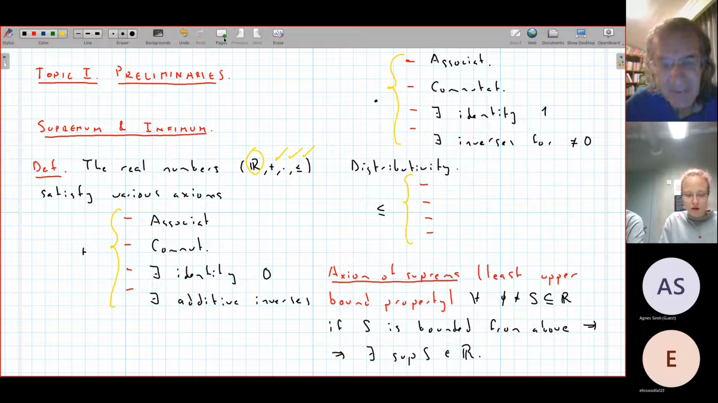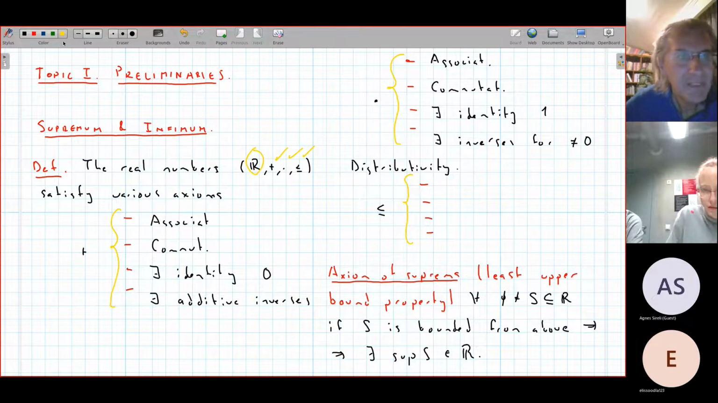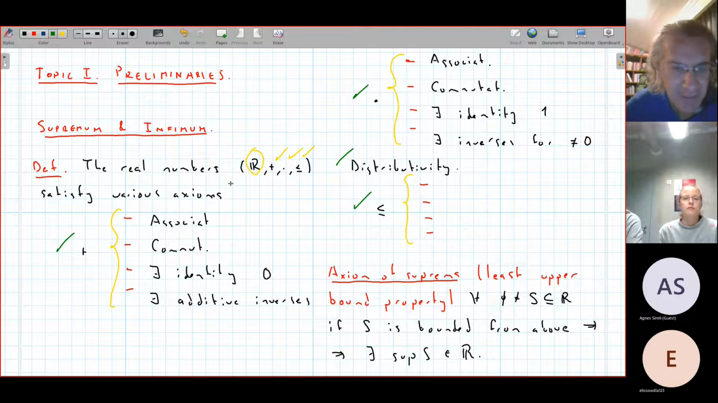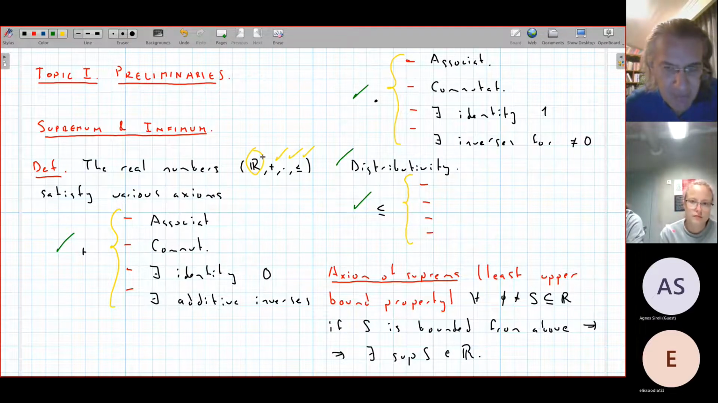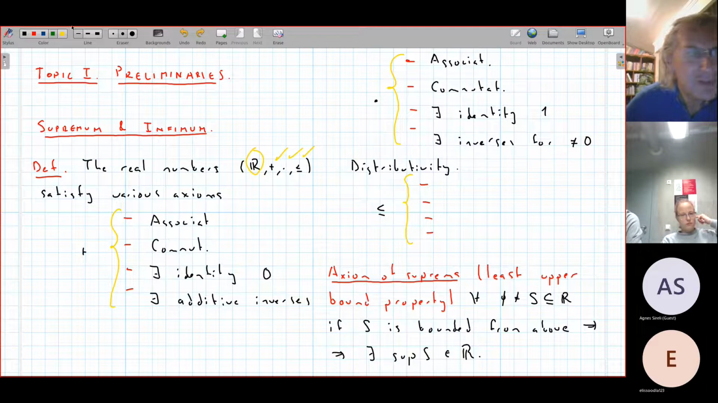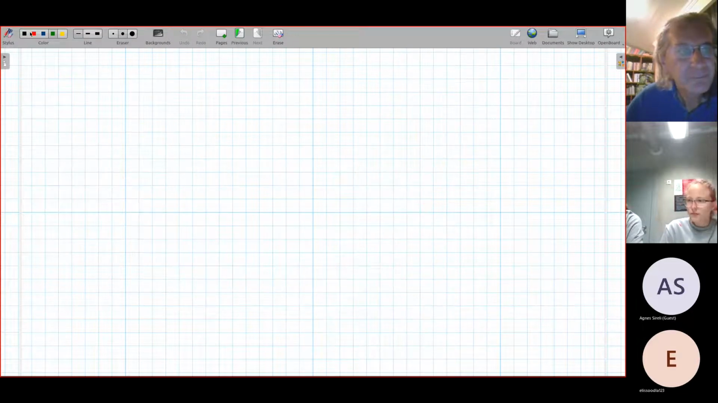Yes. Okay. So with these axioms, these ones, these ones, this one, and these ones, you can define the rational numbers. But with this axiom, you have many other consequences, and I'm going to mention those consequences on the next page. So these are remarks.